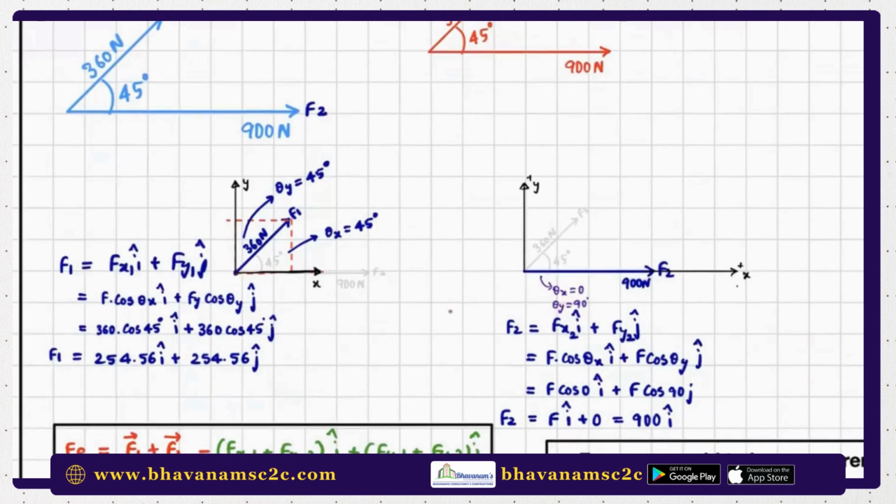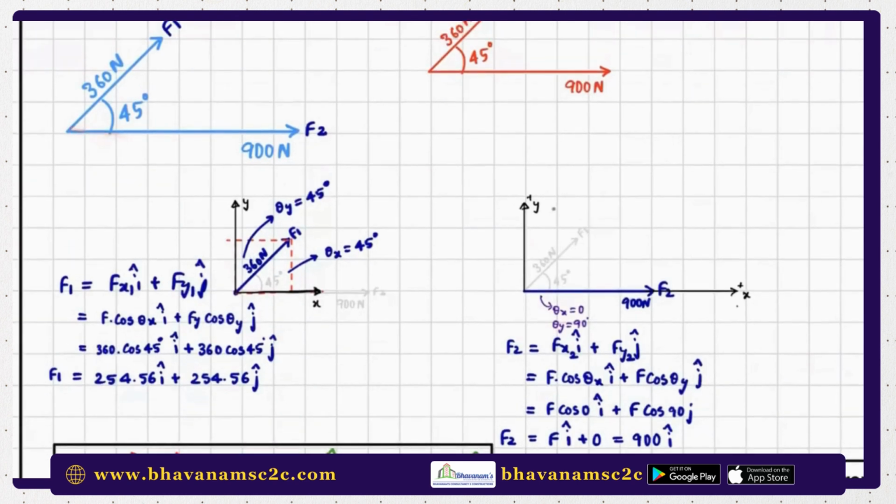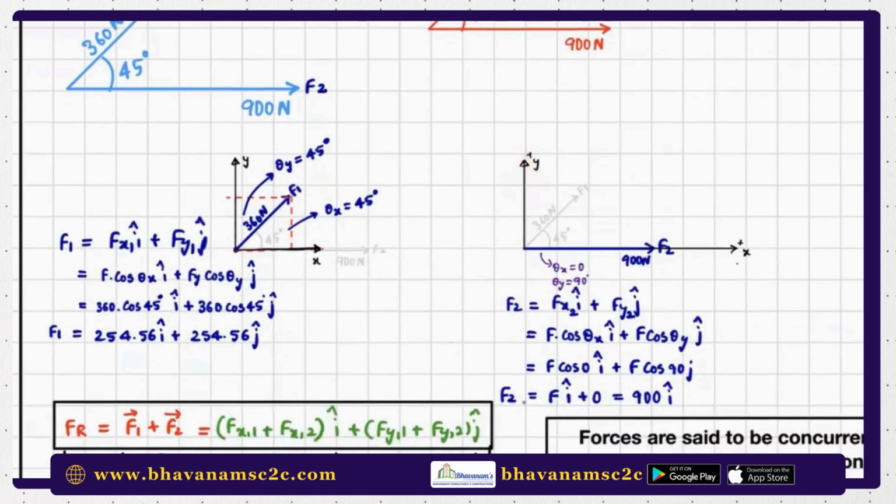Coming to the F2 component, this is F2. So I mark the diagram again. I neglected the other forces. If this is my F2, it is along the x direction itself. You cannot build any components. So I can simply write F2 as 900 i cap, since it is along the x direction.